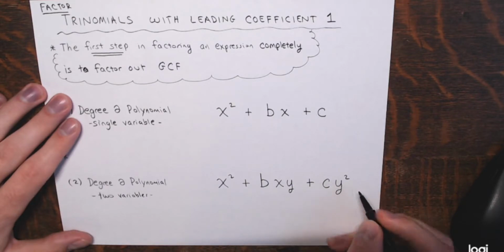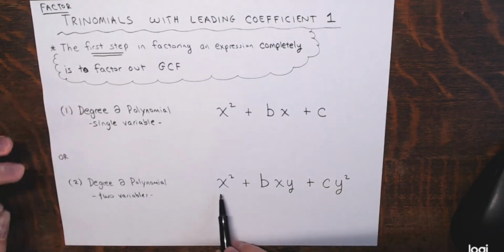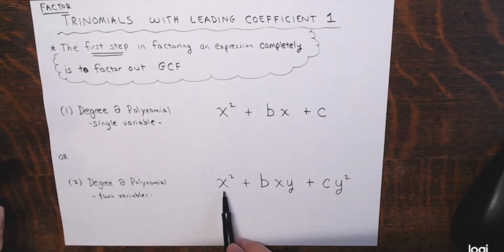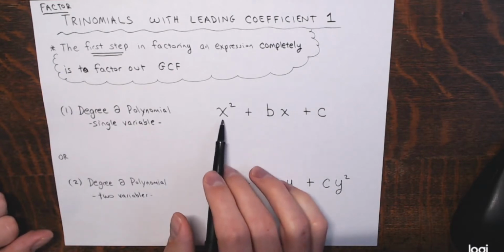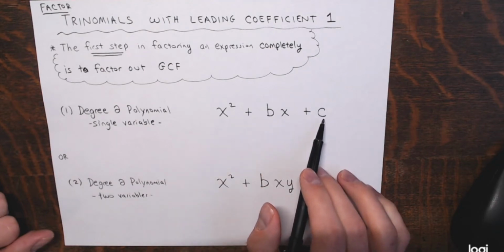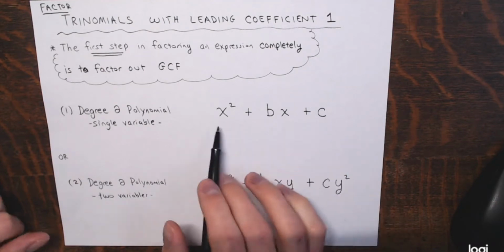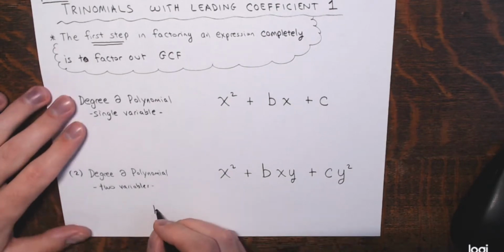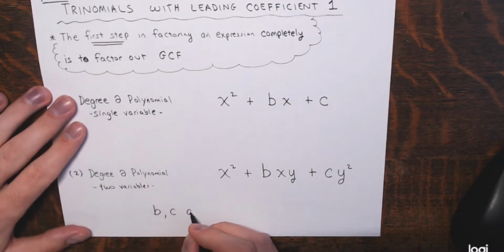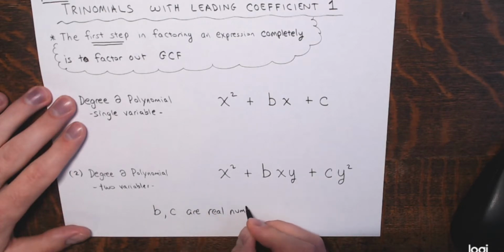So again, a very specific kind of trinomial where there are 2 variables, but every single term is degree 2. And in the single variable form, this is a degree 2, a degree 1, and a degree 0 term, but still overall would be called a degree 2 polynomial. And again, b and c are real numbers, just representing some numbers.